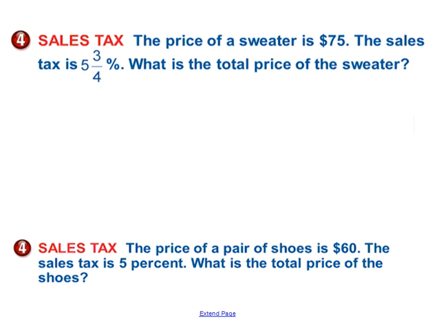The price of a sweater is $75. The sales tax is 5 3/4%. What is the total price of a sweater? There's two different ways to do this. One is to find out the sales tax and then add it to $75. So I'm going to do it that way first.